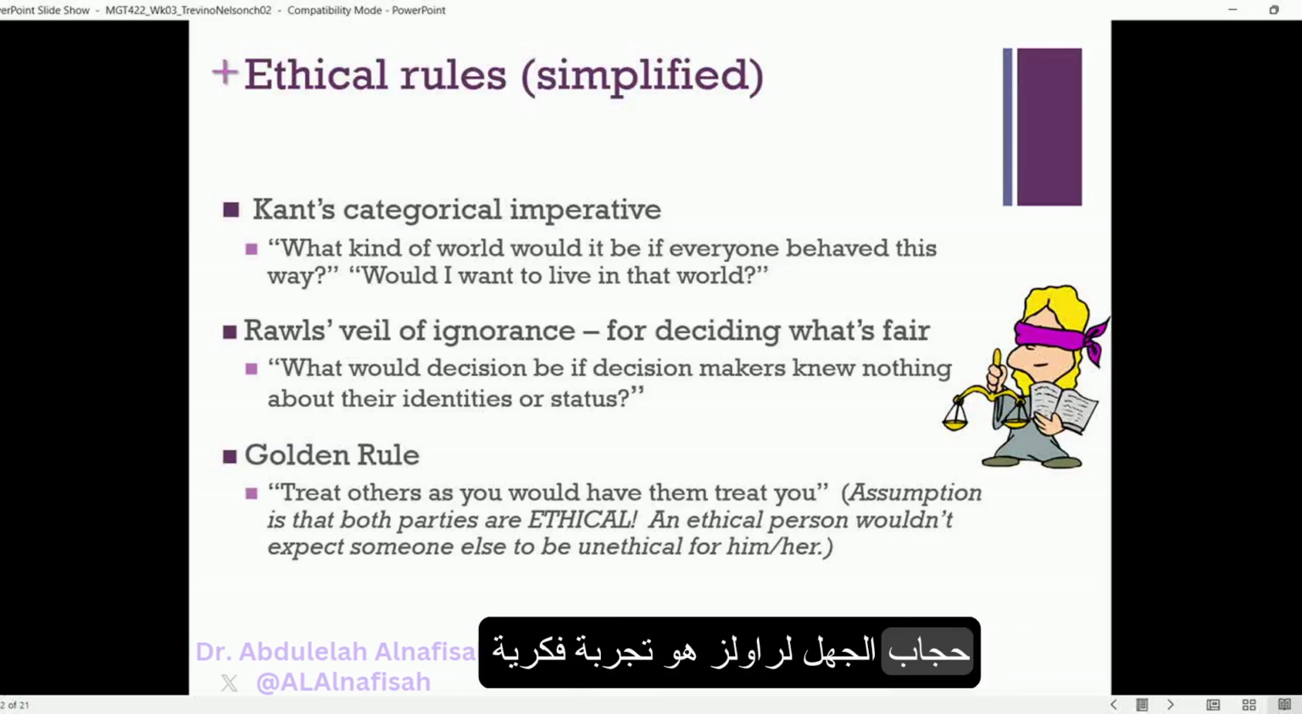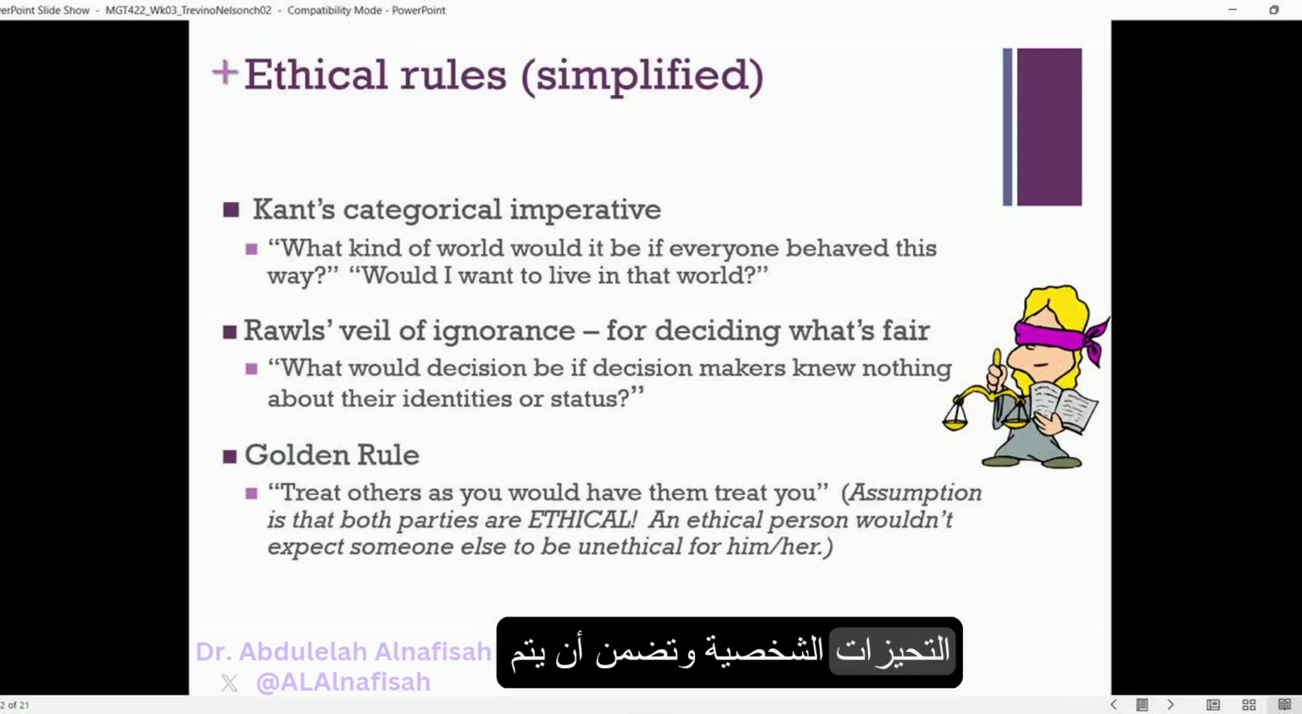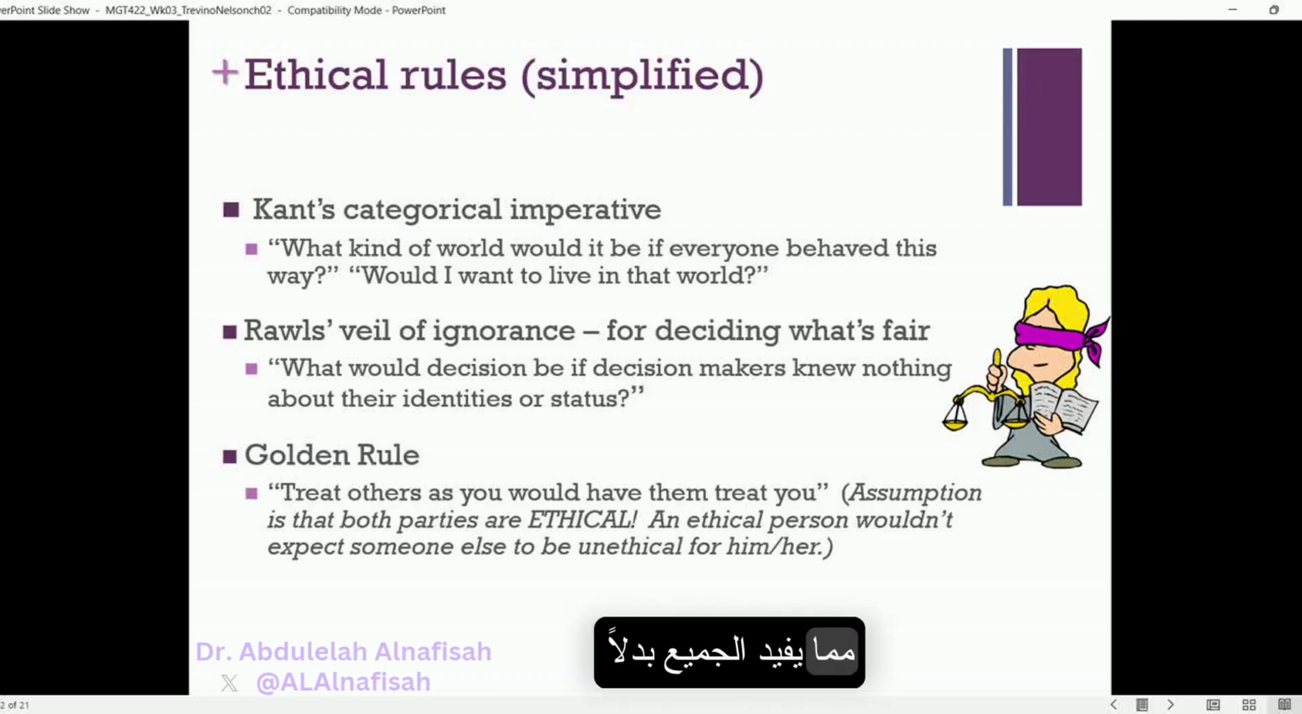Rawls' veil of ignorance is a thought experiment designed to determine what is fair in social and political decision-making. It asks decision-makers to imagine they know nothing about their own identities, statuses, or circumstances such as wealth, race, or gender. This perspective aims to eliminate personal biases and ensures that decisions are made in a way that is fair to all members of society, benefiting everyone rather than just the privileged.